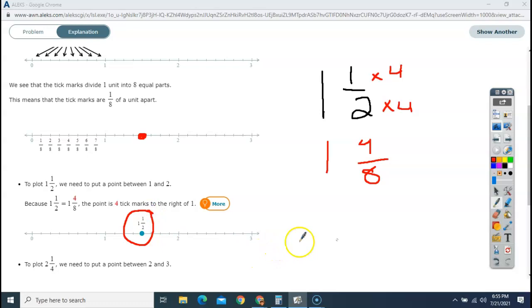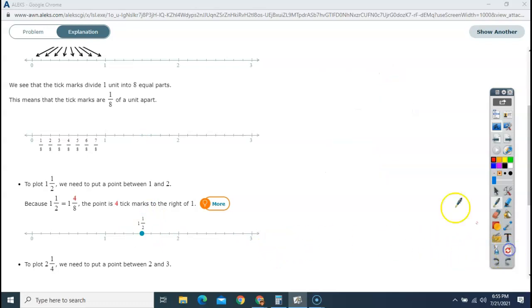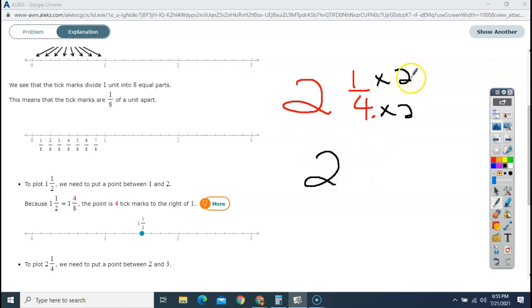Now, for the 2 1/4, I'm going to do the same thing. I got 2 1/4. I want to make this 4 right here an 8. So I'm going to say times 2, times 2. And then 1 times 2 is 2, and 4 times 2 is 8. So I would literally go past the 2 and then do 2 of the 8s. 1, 2. And that next one would be right here. So this is my 2 1/4.